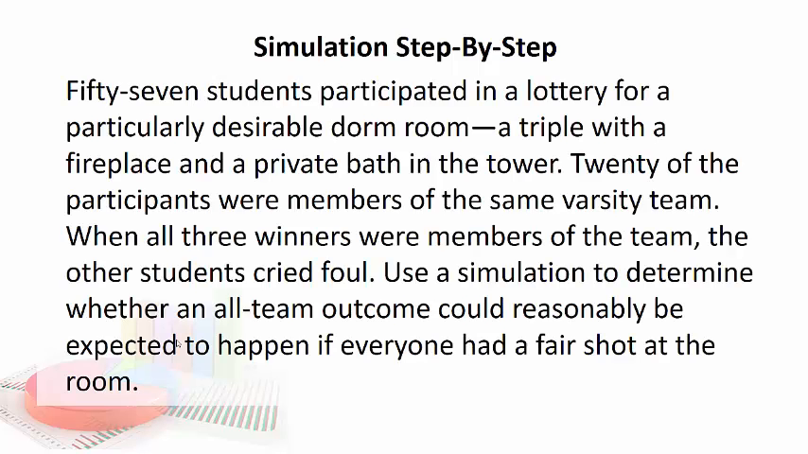So in this problem, 57 students participated in the lottery for a nice dorm room. Nice triple with a fireplace and a private bath in the tower. Okay. So 20 of the people in the drawing were from the same varsity team. And when all 3 winners were members of the team, the other students cried foul. So we are going to use a simulation to determine whether an all-team outcome is reasonable to be expected if everyone had a fair shot at the room.